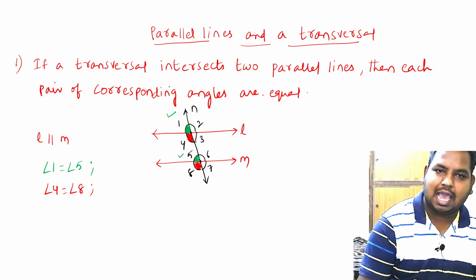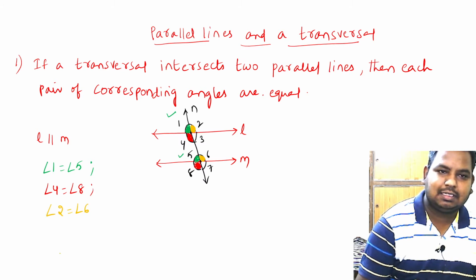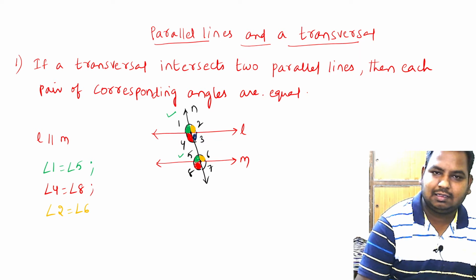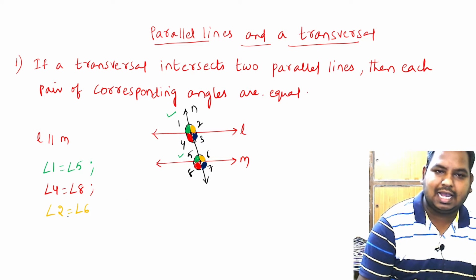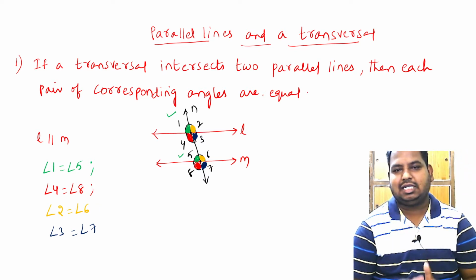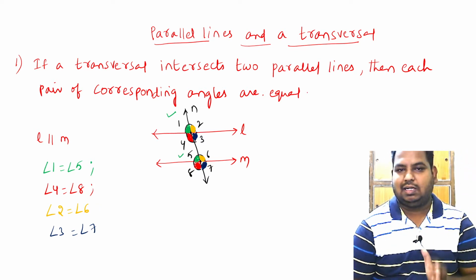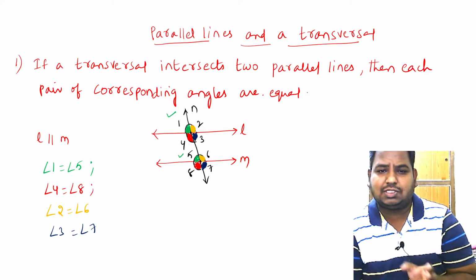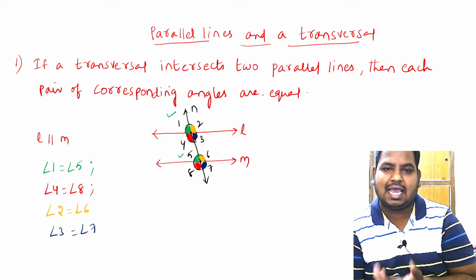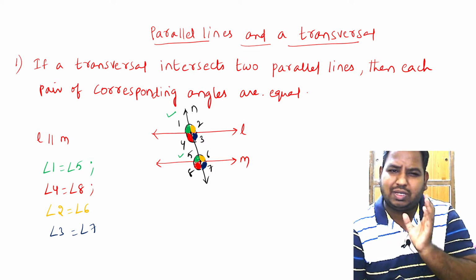Next, angle 2 is equal to angle 6. Next, the final pair, angle 3 is equal to angle 7. Did you get me? So here we have learned that if two lines are parallel, then corresponding angles are equal. Angle 1 equals angle 5, angle 4 equals angle 8, angle 2 equals angle 6, angle 3 equals angle 7. This is a very important thing.